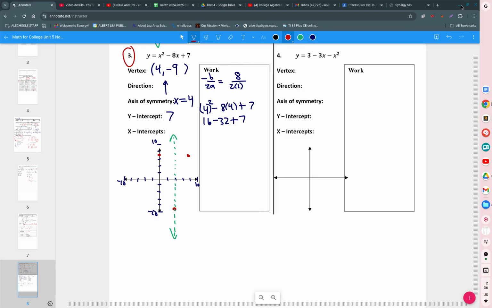The final part is to find our x-intercepts, and we do so by setting this equal to 0. 0 equals x squared minus 8x plus 7. What are the two numbers that multiply to 7 and add to negative 8? Negative 1 and negative 7. So you can see my solutions are positive 1 and positive 7.